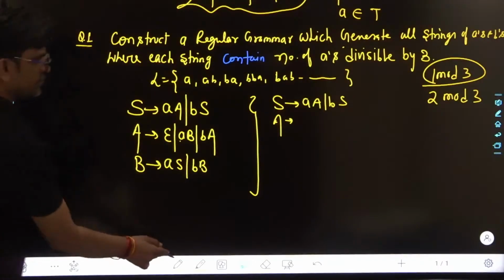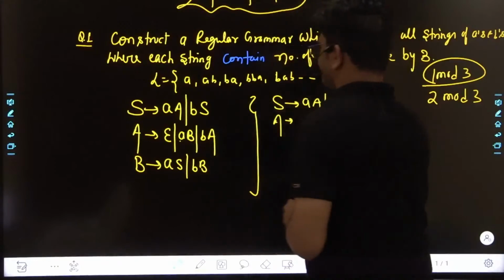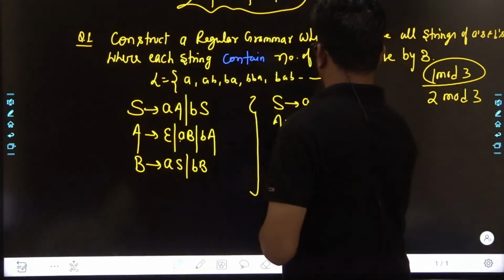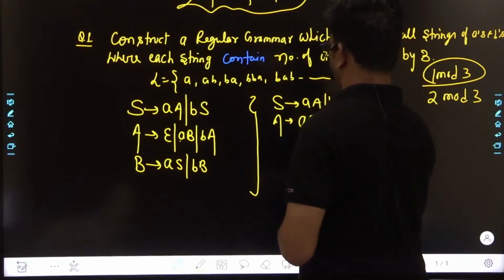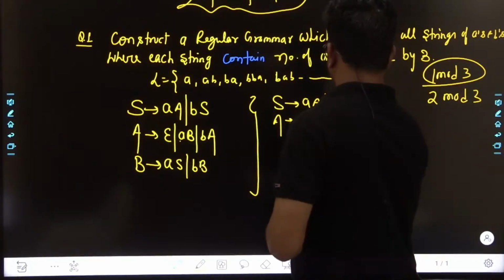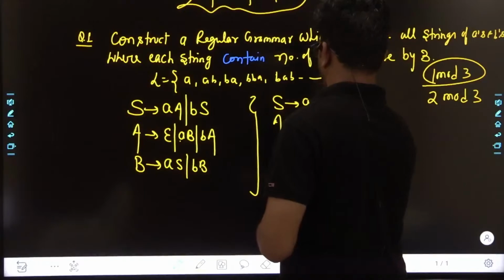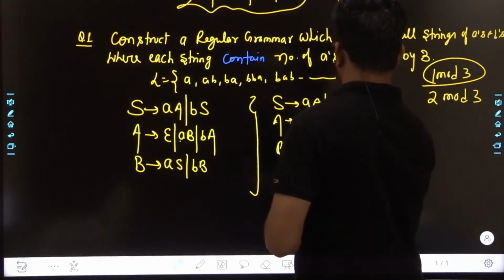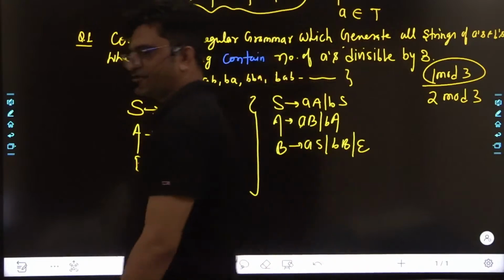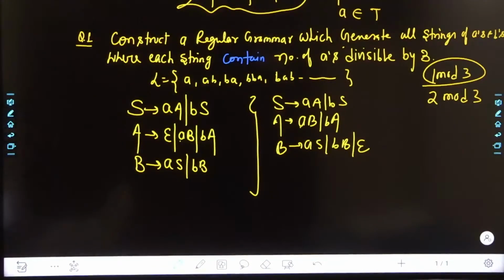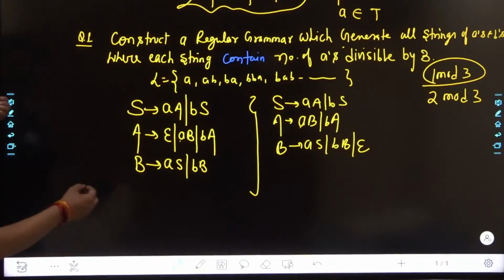Now, 2 mod 3. Double A is generated, so A, B, BA, BAS, BB, or epsilon. So it generates 2 mod 3. Clear?